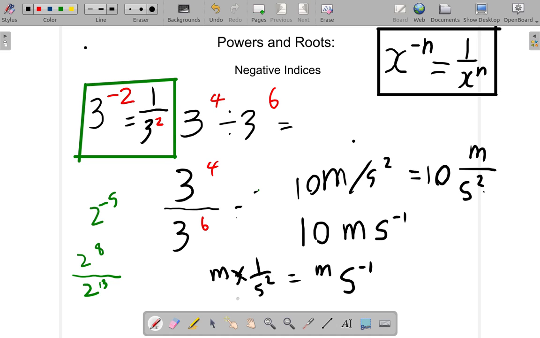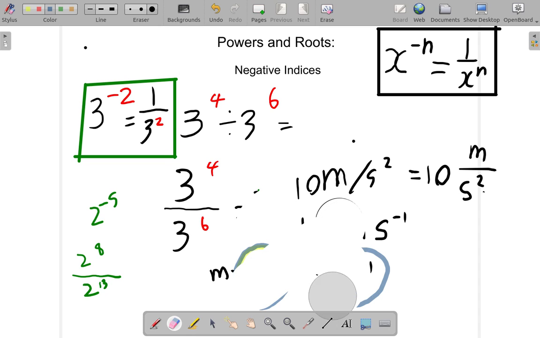Now, what happened is that this part, the 1 over second squared is the same as this part, the second to the negative 1. So s to the negative 1 is the same as 1 over s squared.